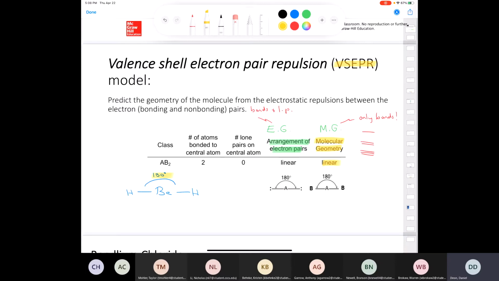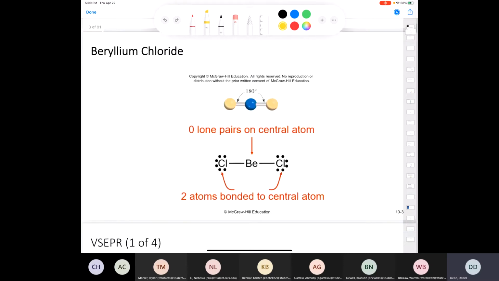I say the molecular geometry, which considers only the bonds, is linear, right? Because the bond angle is 180 degrees. And the arrangement of my electron pairs, which in this case, the only type of electron pairs we have here are bonds in the beryllium hydride molecule, is also going to be linear. And you're going to see several examples of VSEPR models where the electron geometry is going to match the molecular geometry. But later on, we're going to look at a lot more examples where the electron geometry and the molecular geometry will not match one another. All right, let's move on from there.